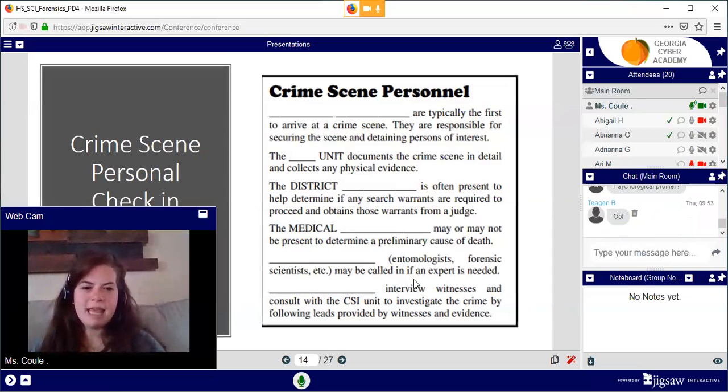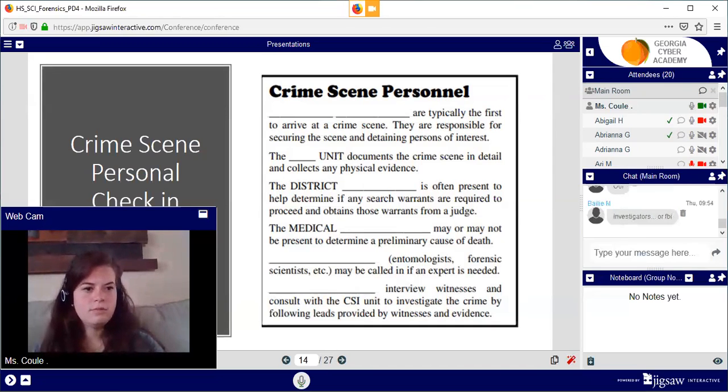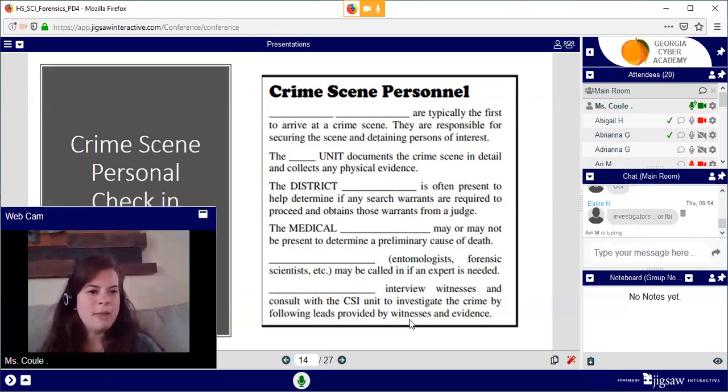Okay, and then blank, interview witnesses and consult with CSI to investigate the crime by following leads provided by witnesses and evidence. Yes, investigators, but what's that word called? They're associated with the police department, but they have a different role to fill. Think Sherlock Holmes. Yes, detective. Okay. All right.